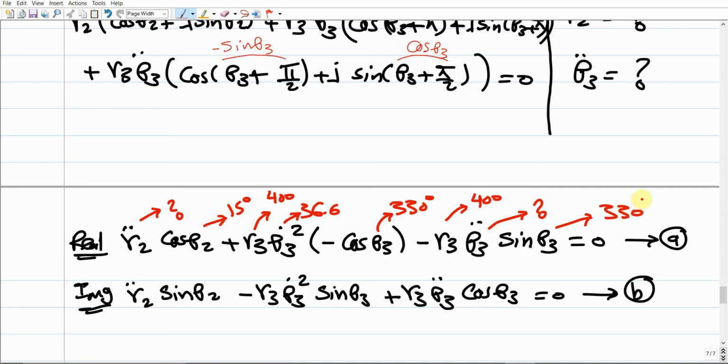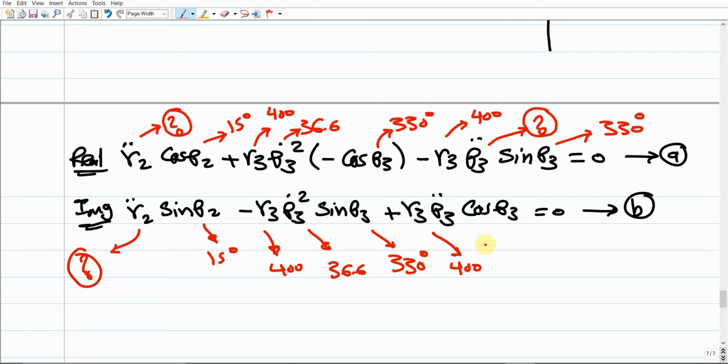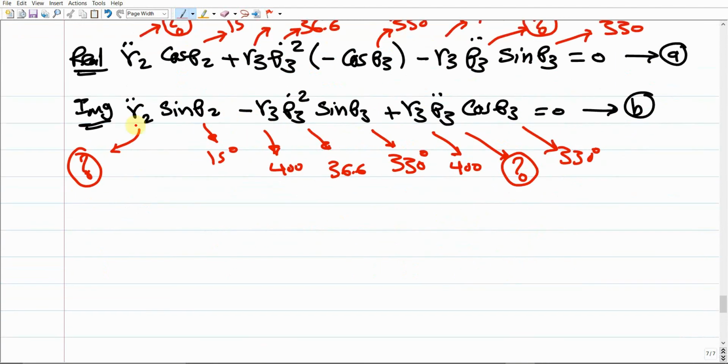Make sense? So as you can see in the first equation, equation A, we do have two unknowns, which are R2 double dot and theta 3 double dot. How about the second equation? We're going to find the same two unknowns. Theta 2 is already 15 degrees. R3 is 400. And theta 3 dot is 36.6 radian per second. And theta 3 is already 330 degrees. This should be 400, and this is the second unknown. Then we do have two unknowns in just two equations.